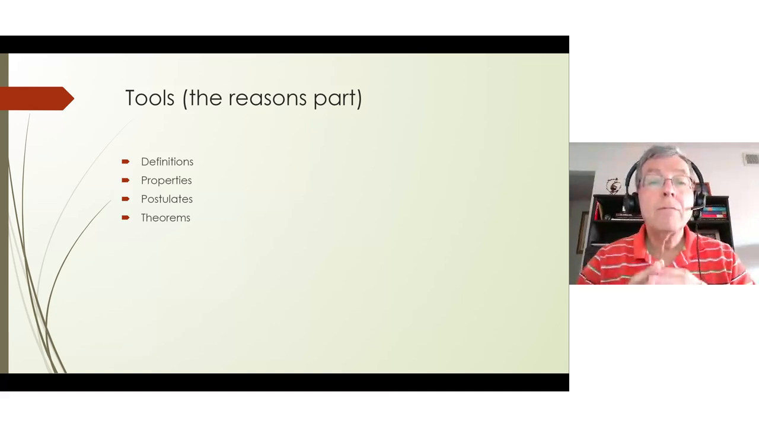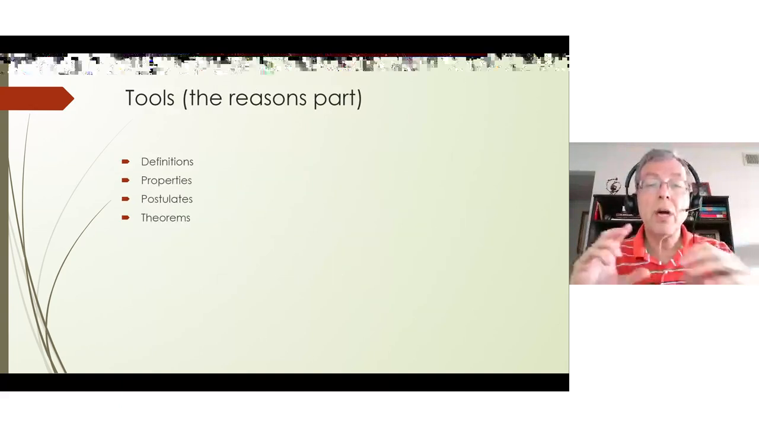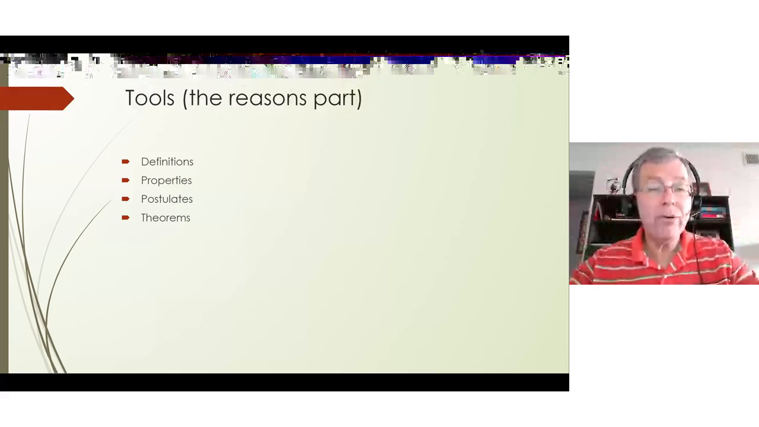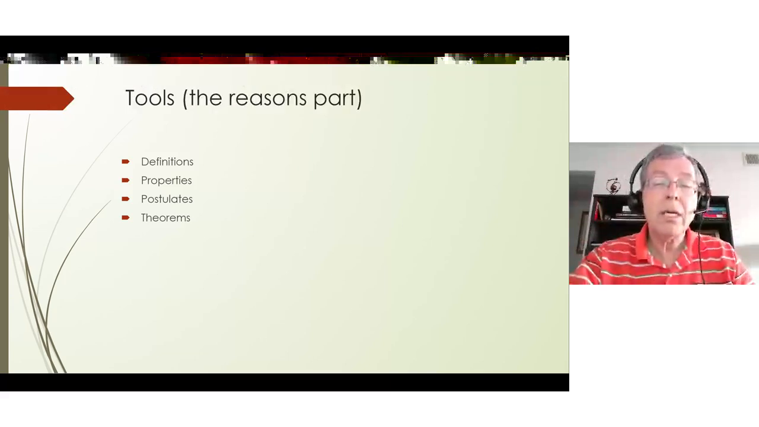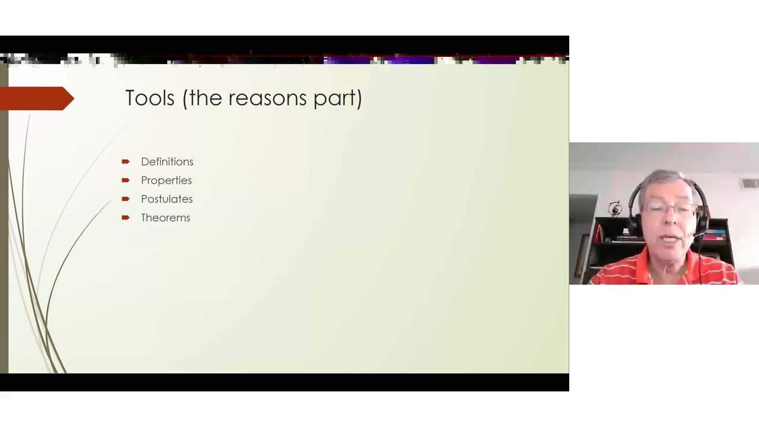So let's get started here on the reasons, right? So here are the examples. You've heard of these now, these properties of equality. What I want you to look at, we'll take the first one, the addition property of equality. If A equals B, then A plus C equals B plus C.